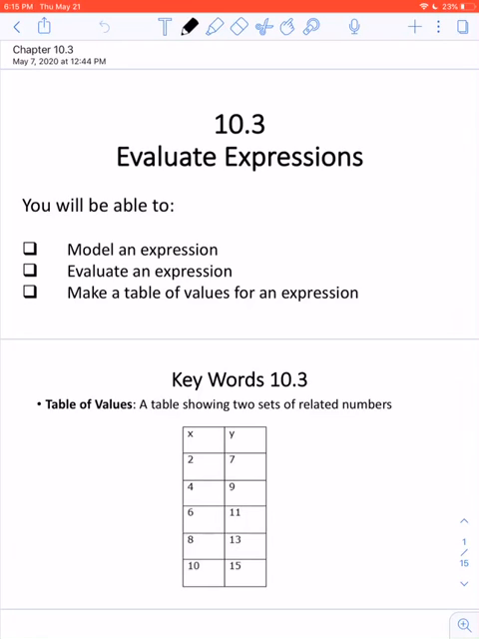Hi guys, so we are going to do 10.3, which is evaluating expressions. This is the last section in this unit. So we talked about in the last lesson what an expression is.